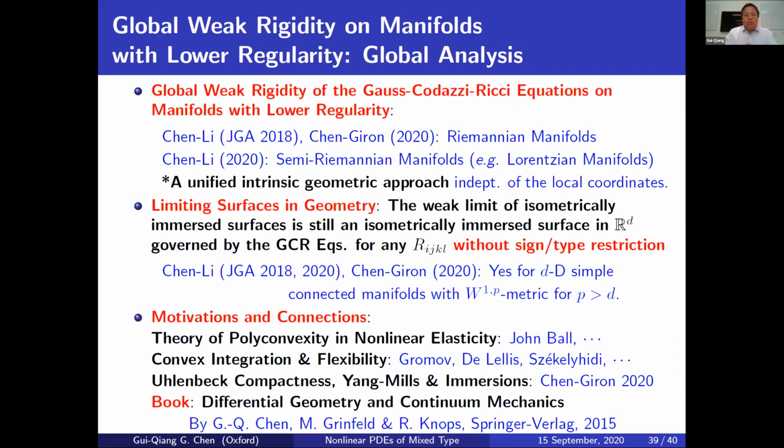So I just showed you basically two classes of examples. There are many other examples in applications involving nonlinear PDEs of mixed elliptic-hyperbolic type. Some of them you can see from this book, Differential Geometry and Continuum Mechanics, edited with Michael Griffin and Robin Knox, published a few years ago. If you're interested, you can find more examples there.